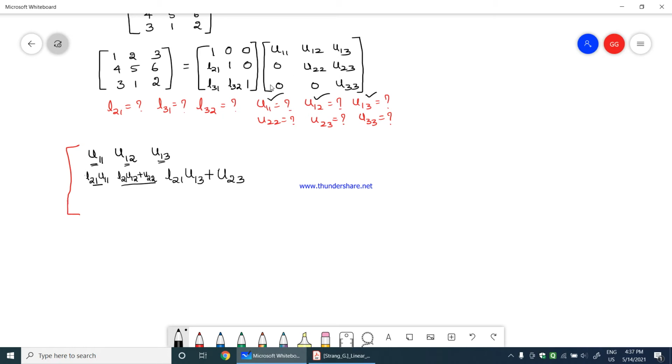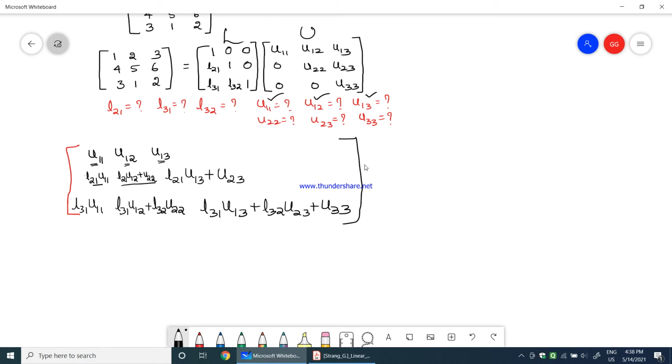Then the third row multiplied by the columns. The first one is L31 into U11. The second one is L31 into U12 plus L32 into U22 plus 1 into 0, which is 0. The third one is L31 into U13 plus L32 into U23 plus U33. Okay, so these are the entries of the matrix after multiplying these two matrices, L and U.